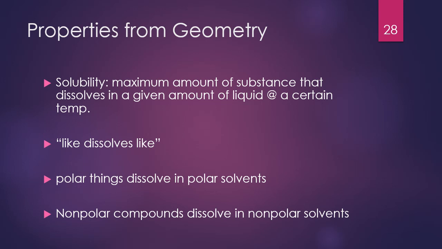Well, we're going to use the general rule that like dissolves like. What that means is polar things will dissolve in polar solvents. Nonpolar compounds will dissolve in nonpolar solvents. So if we're trying to predict if two things are going to be soluble in one another, we look at their polarities. If they are both polar, then yes, they are soluble. If they are both nonpolar, then yes, they are soluble. If one is polar and one is nonpolar, then no, they will not be soluble in one another.